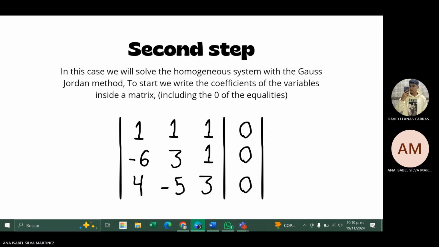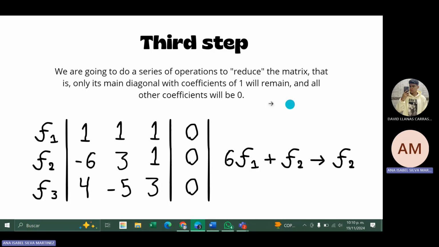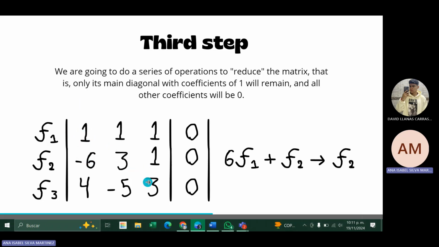And to start, we write the coefficients of the variables inside the matrix, including the results of the sum of the rest in the equation. Well, the third step is to do a series of operations to reduce the matrix so that only its main diagonal with coefficients of 1 will remain, and all other coefficients will be 0. All of these are going to be 1, and all of these are going to be 0.